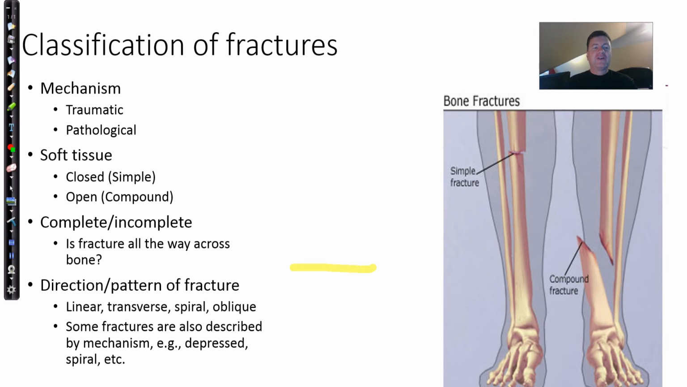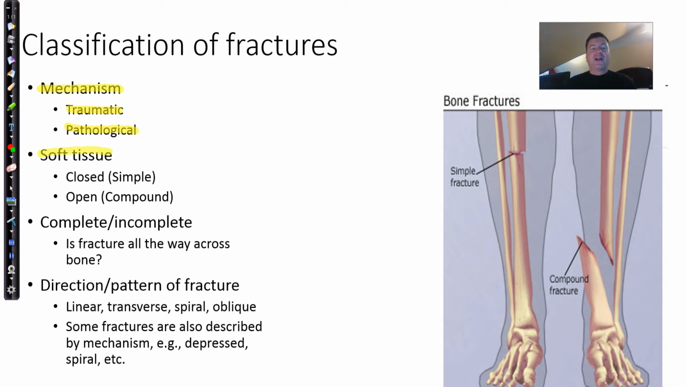So when we talk about fracture classification, there's lots of different ways to talk about fractures, to put them into different groups and categories. Let's go through our list here of basic categories. One is the mechanism of the fracture. How did the fracture happen? And we just mentioned the 2 types there. Traumatic and pathological. Traumatic, obviously through trauma, through blunt force, twisting force, or pathologic through some disease process.